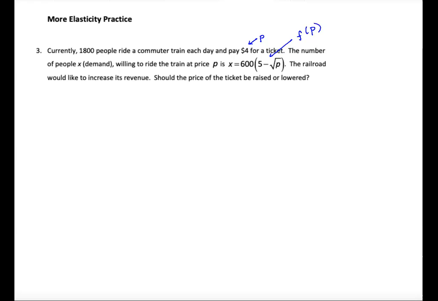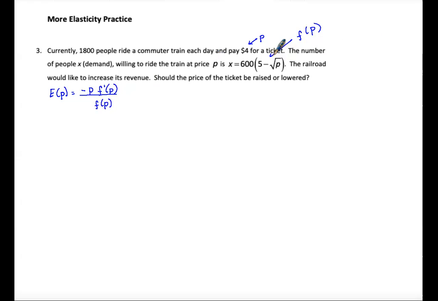Now the railroad would like to increase its revenue. So if the railroad wants to increase its revenue, should the price of the ticket be raised or lowered? To answer this question, we need to know what is the elasticity of demand at the price of 4, which means that we have to use our formula: E of P is equal to negative P times F prime of P divided by F of P.